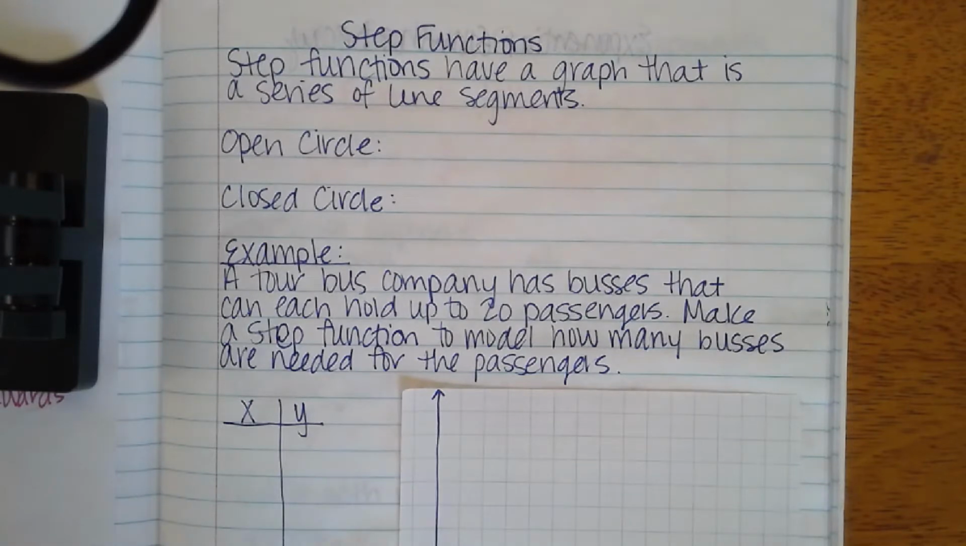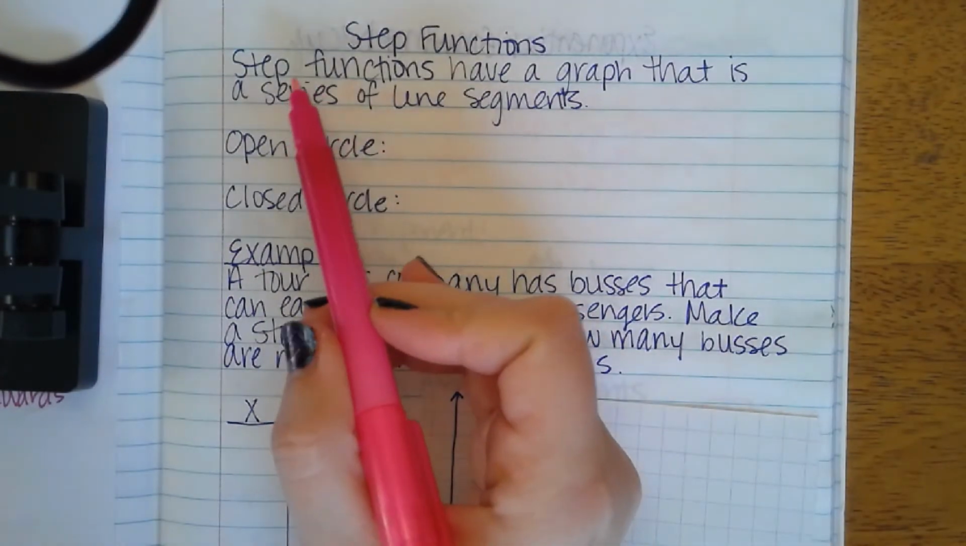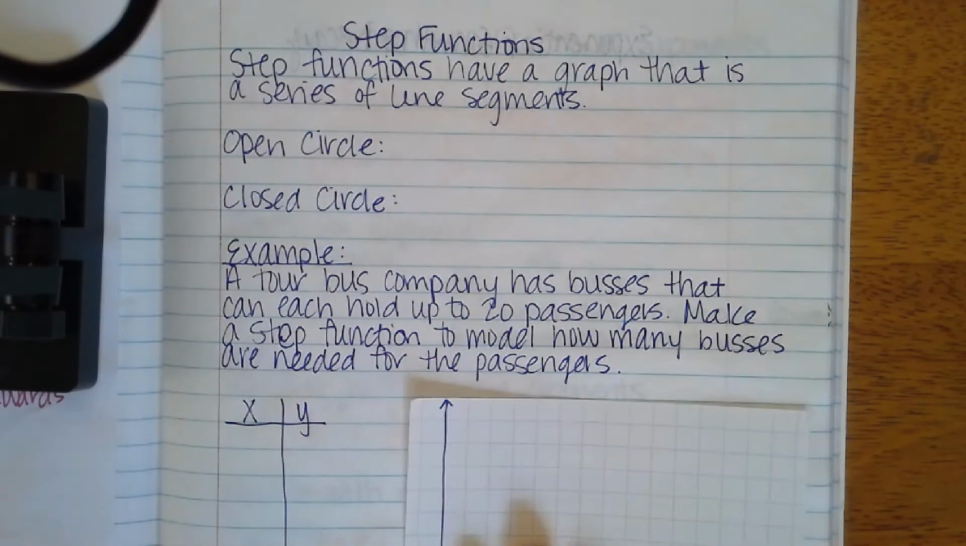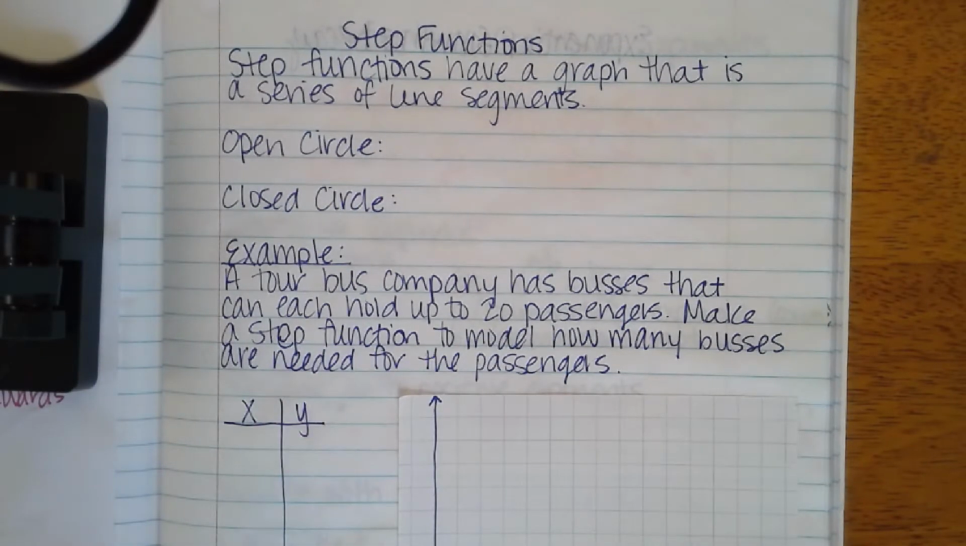This is going to be our notebook entry for step functions. First, we're going to start with our definition, which should be on your notebook page. So step functions have a graph that is a series of line segments, and when we get to our example, that's going to make a little bit more sense, and you'll be able to see what that means.